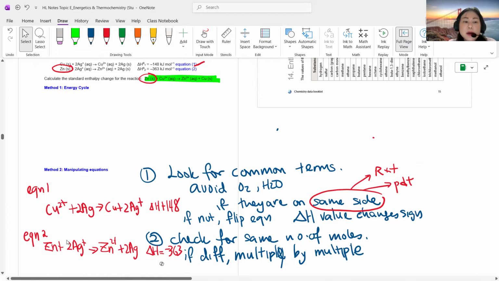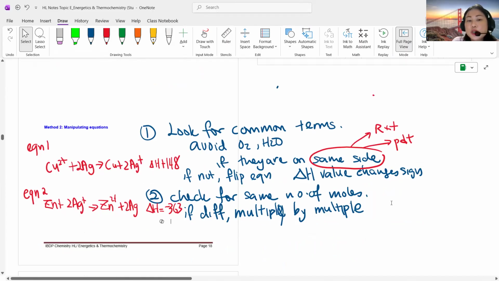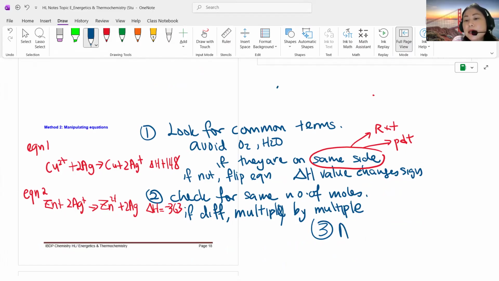All right. Now, how about zinc? Zinc on the same side, are they the same moles? Yeah, 1 mole each. That's good. So I have done step 1 and step 2. So what's next? Next it will be step 3. What do I do? I add them up. Add the delta H values together.